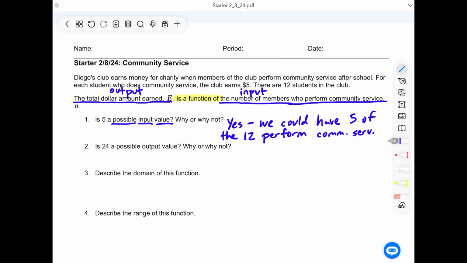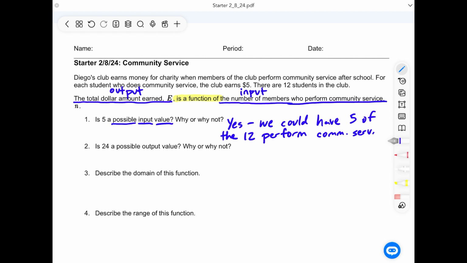We just couldn't go more than 12. We couldn't go below 0. Technically, none of them could participate, in which case, obviously, they're just not going to make any money. But we couldn't have more than 12. We can't have less than 0. And decimal numbers, fraction values, those wouldn't work either for input values. You can't have 1.5 students participate, right? They've got to come in whole number integer value increments.